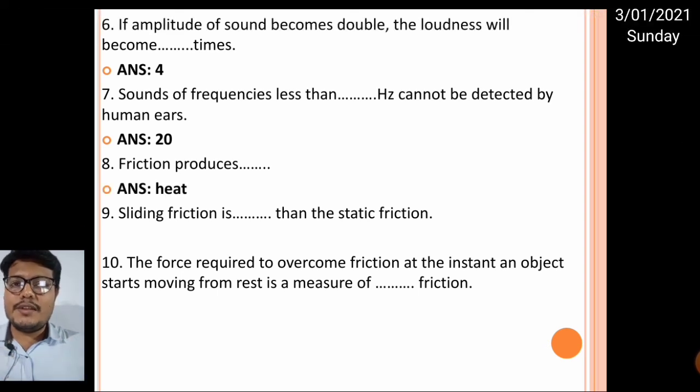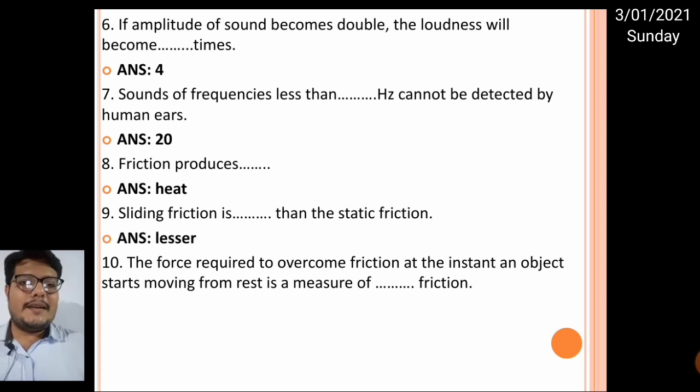So friction produces heat. Number 7, sliding friction is blank than static friction. As I told you, there are 3 kinds of friction that we are studying here: static, sliding and rolling. Static friction is highest, rolling friction is lowest, and in between that, sliding friction. So sliding friction is lesser than the static friction.